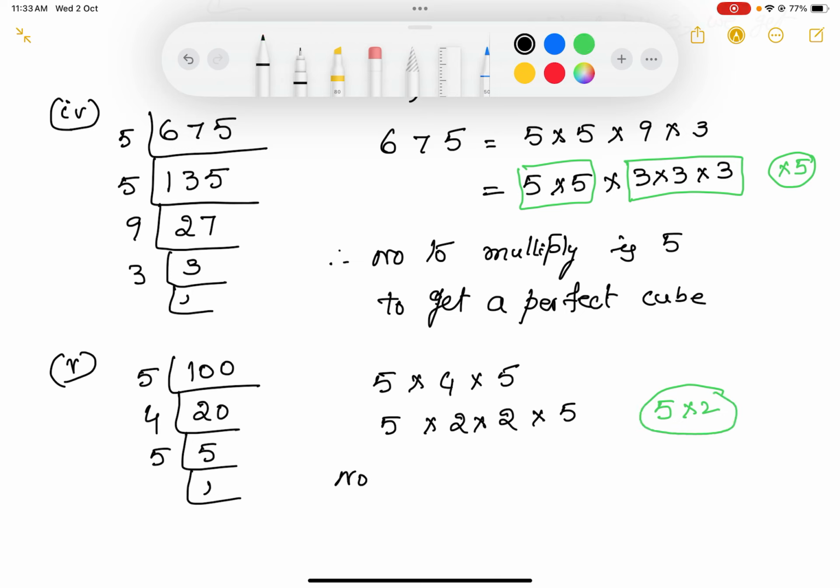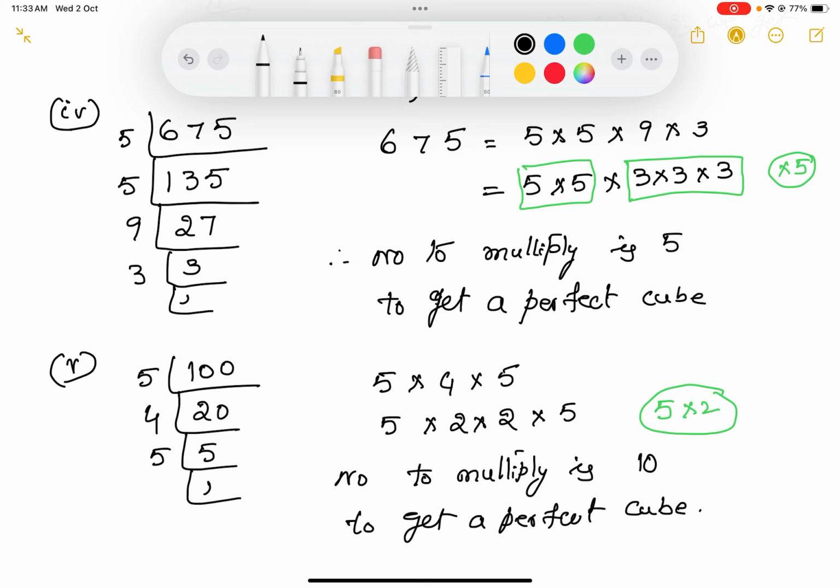So 1 5 and 1 2, if I multiply, I get a perfect cube. Therefore the number to multiply is what? Number to multiply is 10 to get a perfect cube. Is that clear? So with that we have done with the exercise, the question 2 in exercise 7.1.